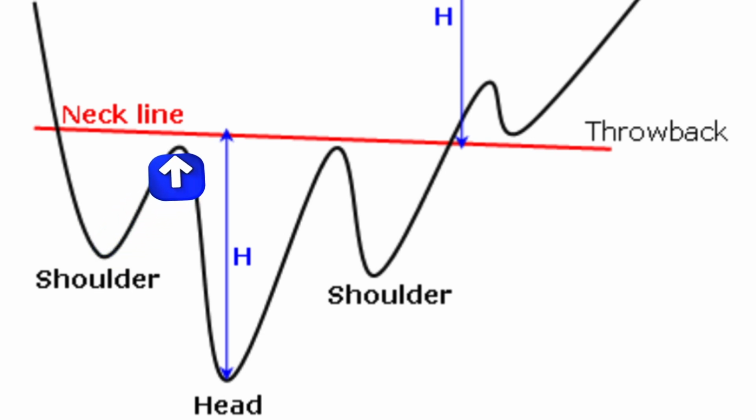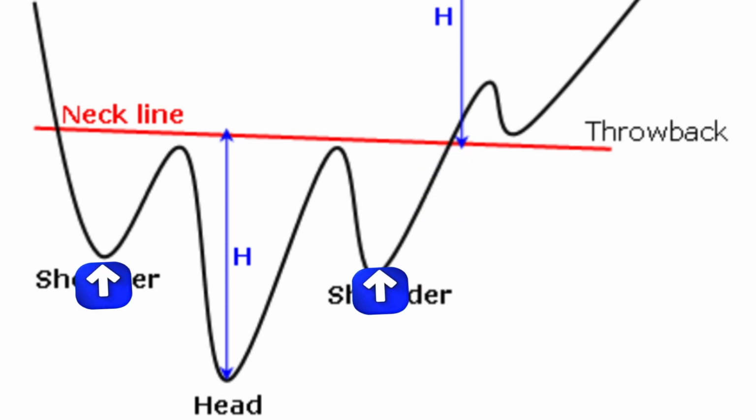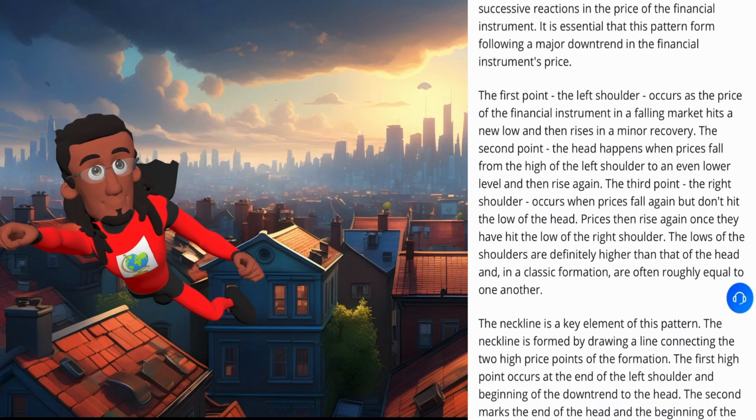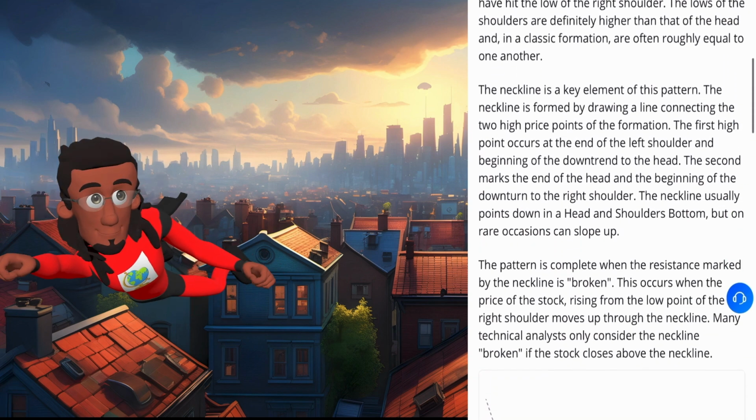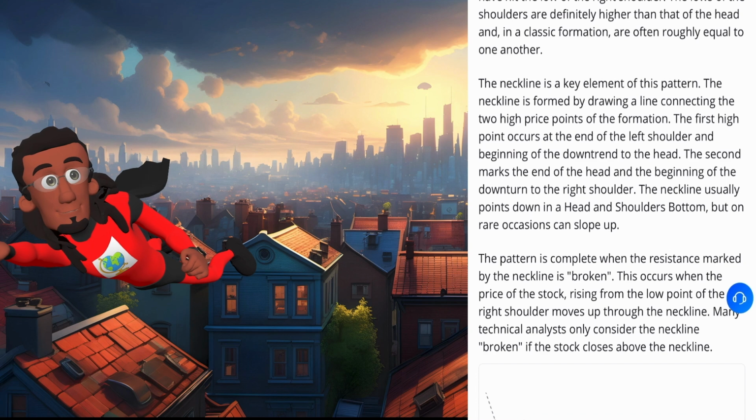The second point, the head, happens when prices fall from the high of the left shoulder to an even lower level and then rise again. The third point, the right shoulder, occurs when prices fall again but don't hit the low of the head. Prices then rise again once they have hit the low of the right shoulder. The lows of the shoulders are definitely higher than that of the head, and in a classic formation are often roughly equal to one another. Roughly.